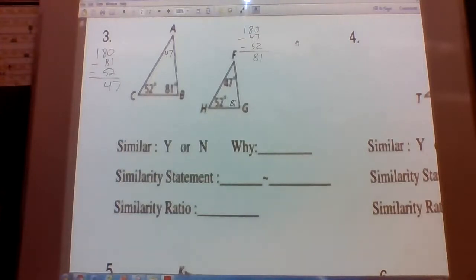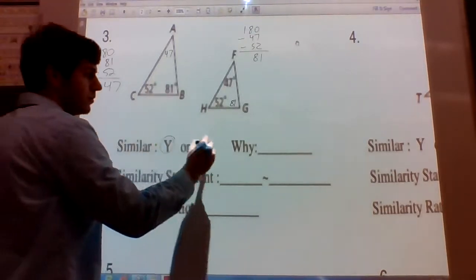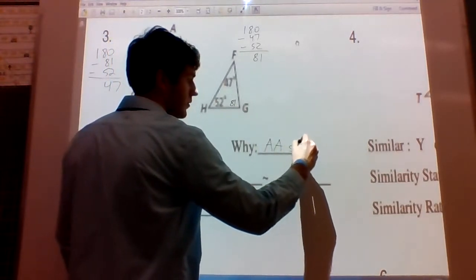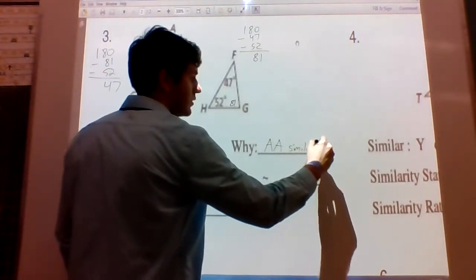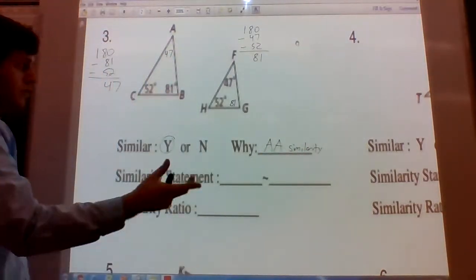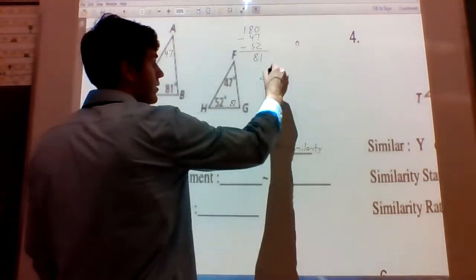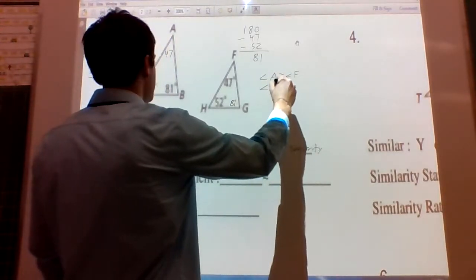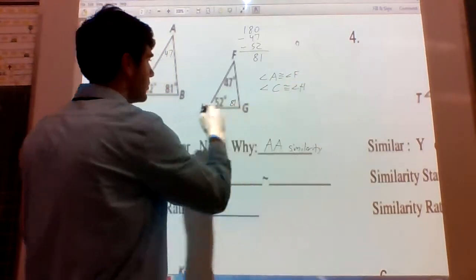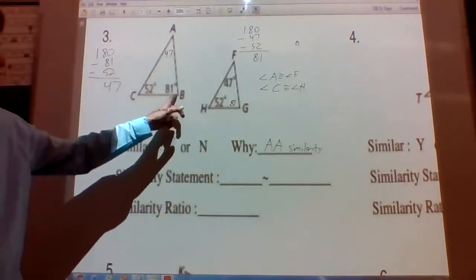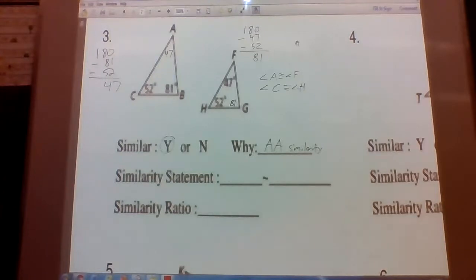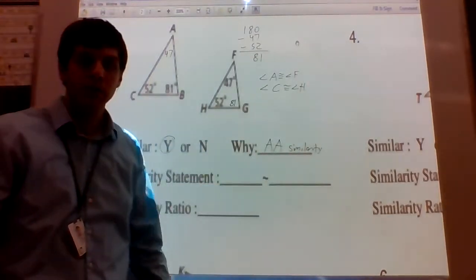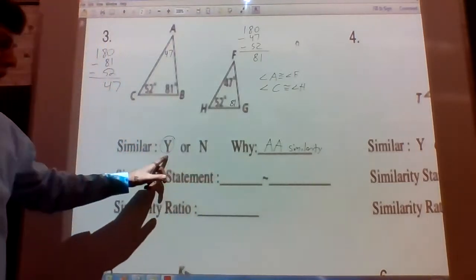So angle, angle, we can use angle, angle here to show that the triangles are similar. Angle, angle similarity. We actually can show that all three angles are congruent. We only need to show that two angles are congruent. So angle A is congruent to angle F because their measures are equal, and angle C is congruent to angle H because their measures are equal. We also know that B and G are going to be congruent, but we don't need to do that. We just need two angles, angle, angle. Similarity says if we have two pairs of angles that are congruent, then the triangles are similar.